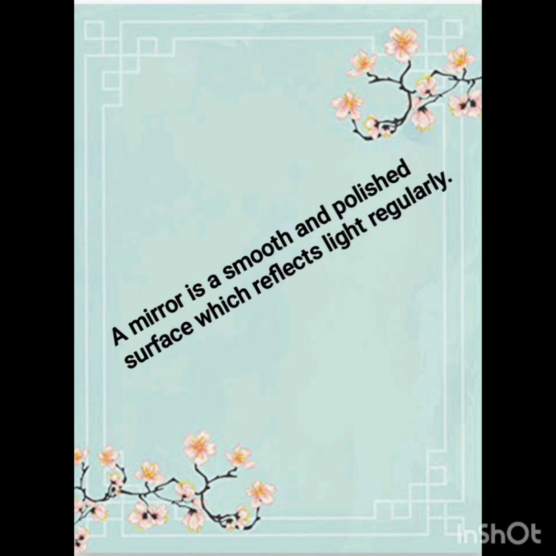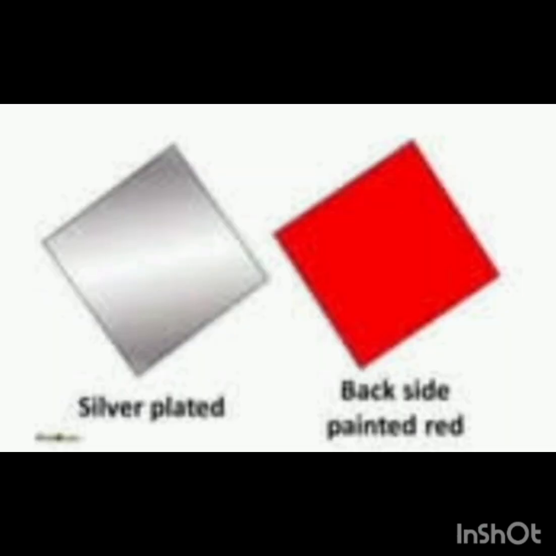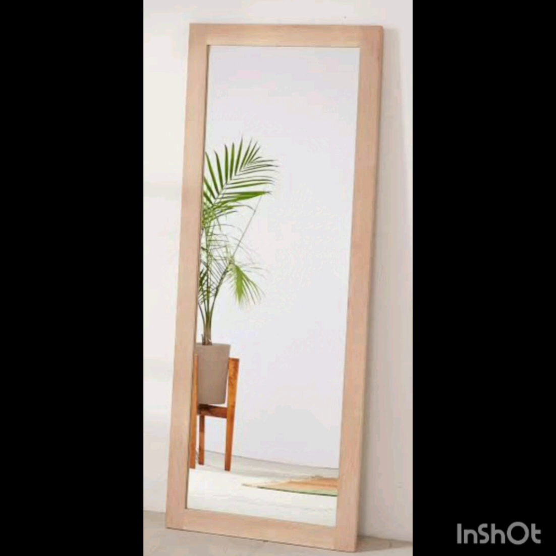A mirror is a smooth and polished surface which reflects light regularly. One surface of the mirror is made opaque by silvering and then by a thin coating of red lead oxide paint. Reflection takes place from the smooth surface.